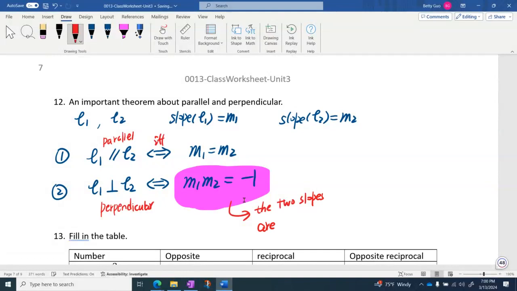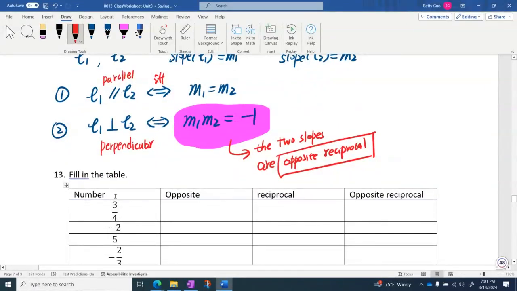opposite reciprocal. Okay? This is the concept. We're going to have a new concept. And number 13 is to prepare us for the second conclusion, the perpendicular thing, and to help us understand what is the opposite reciprocal.